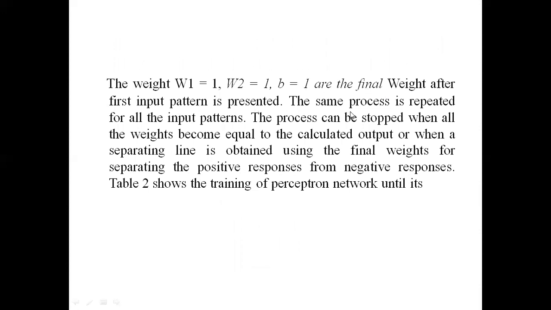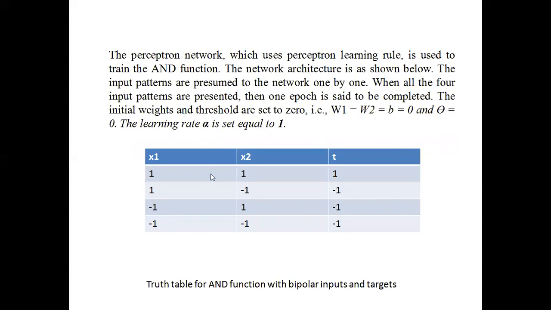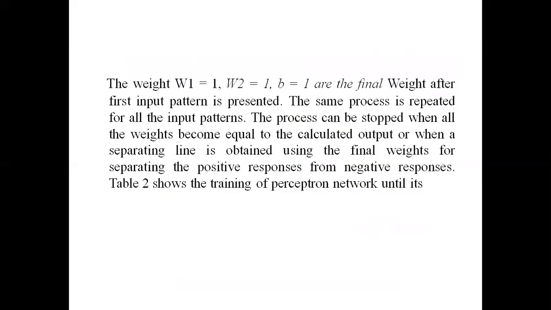The same process is repeated for all the input patterns. It means we apply w1 and w2 for the next input pattern, that is 1, -1, when x1 is equal to 1 and x2 is equal to -1, and t is equal to -1. The third case will be x1 equal to -1, x2 equal to 1, and t equal to -1. And the fourth case will be x1 equal to -1, x2 equal to -1, and t equal to -1. Okay. So we need to consider all the cases here.